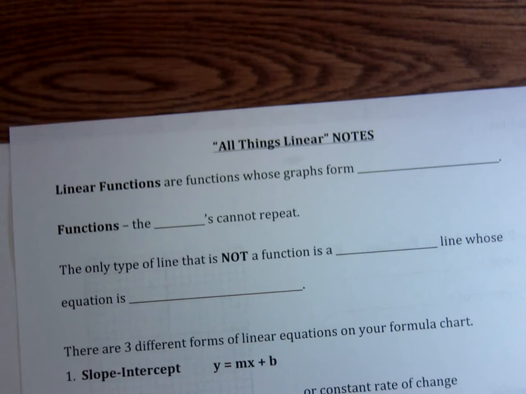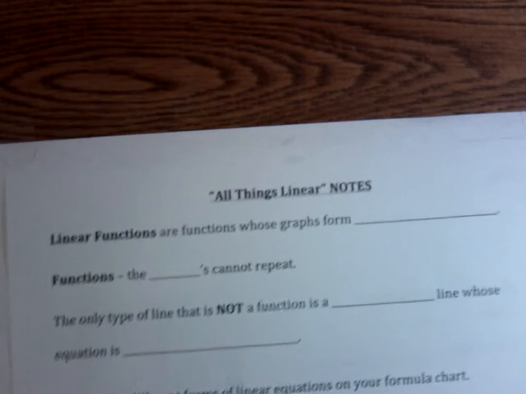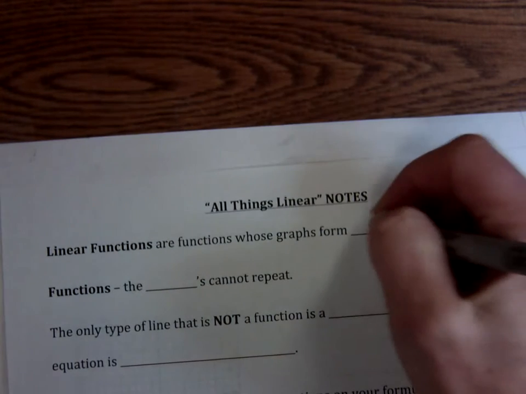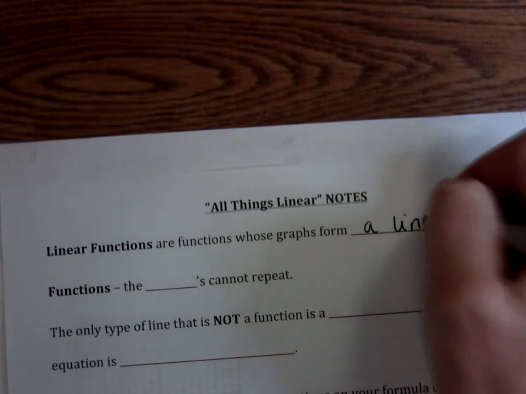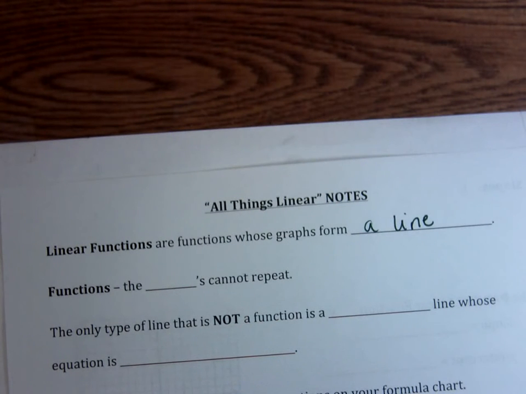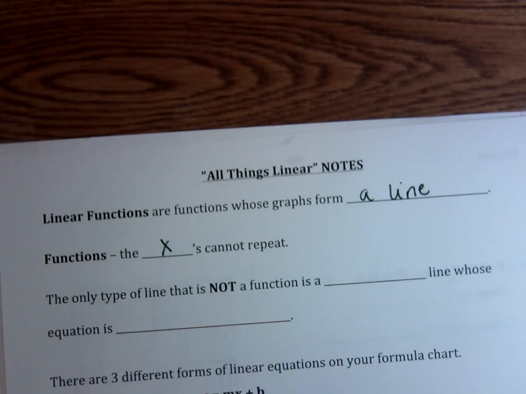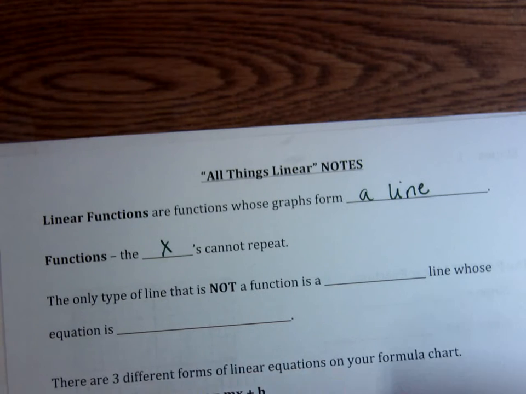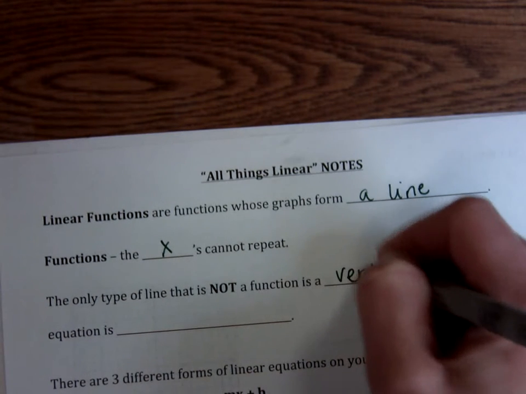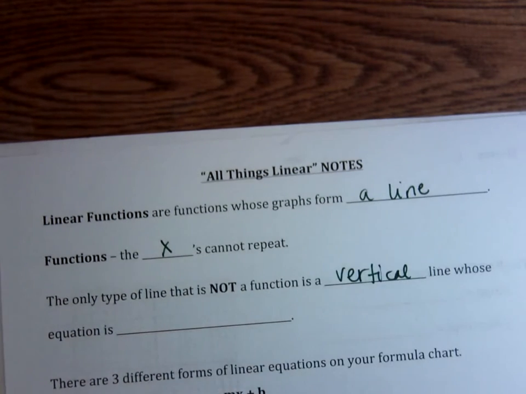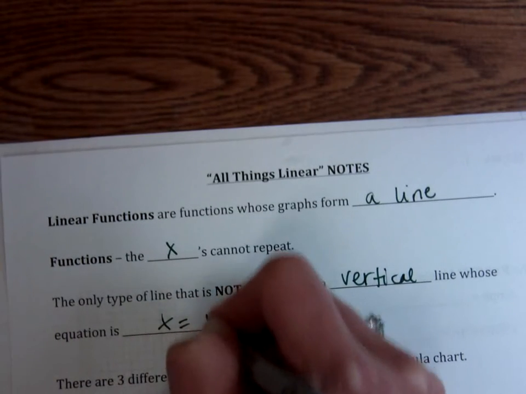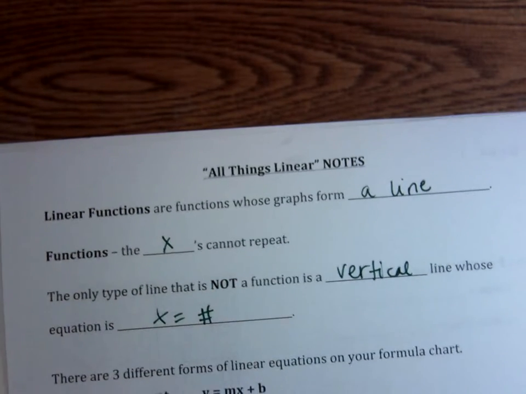Hi everyone, today we are going to continue our EOC review with talking about all things that are linear. Linear functions are functions whose graphs form a line. Functions are where the x's cannot repeat. The only type of line that is not a function is a vertical line, and that equation is x equals whatever number it's crossing on the x-axis.